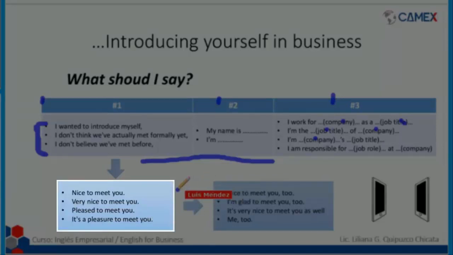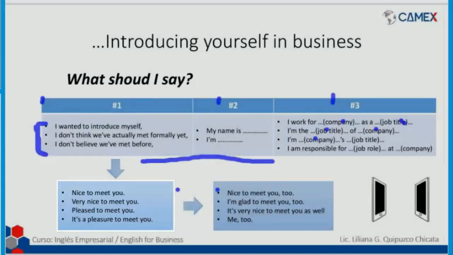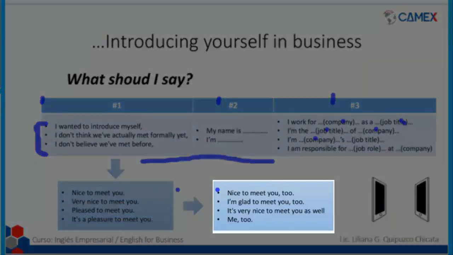And after you say this, you have to answer. So you can answer, nice to meet you too, or I'm glad to meet you too, or it is very nice to meet you as well. That is kind of a too. And the other one is me too.